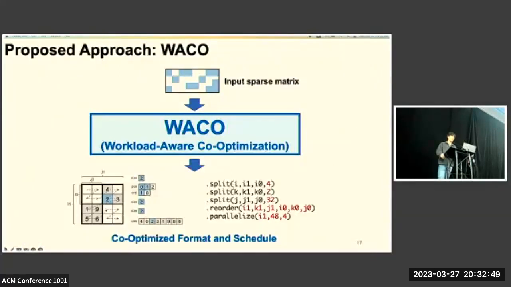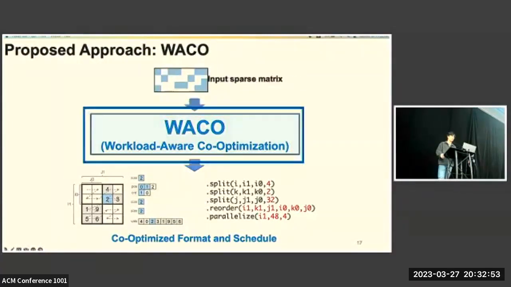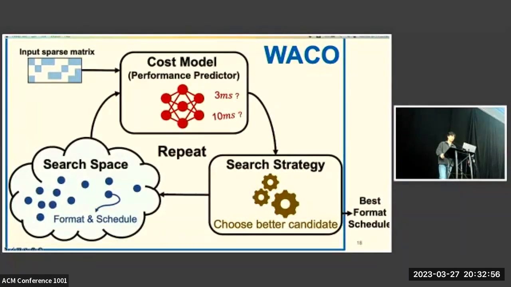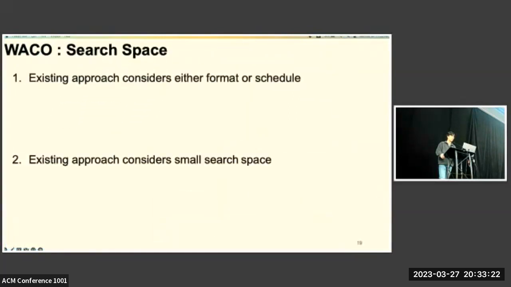So we propose Wako to efficiently search co-optimized format and schedule for a given sparsity pattern. We adopt a program auto-tuning approach in Wako, which consists of 3 components: search space, cost model, and search strategy. Our search space defines the choices of formats and schedule, and the cost model predicts the program runtime based on the sparsity pattern. Finally, our strategy searches for the optimal format and schedule by repeating multiple rounds of cost model evaluations until it converges to a local optimum. Let's talk about our search space first.